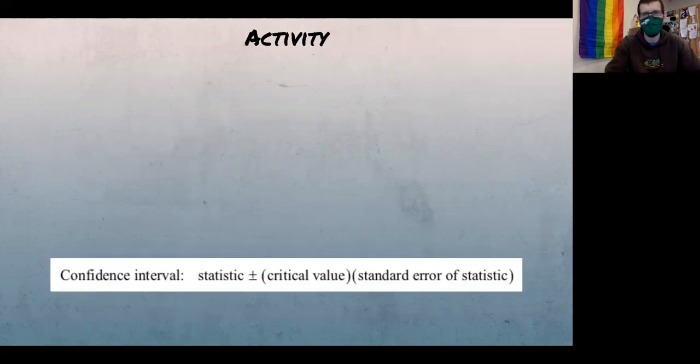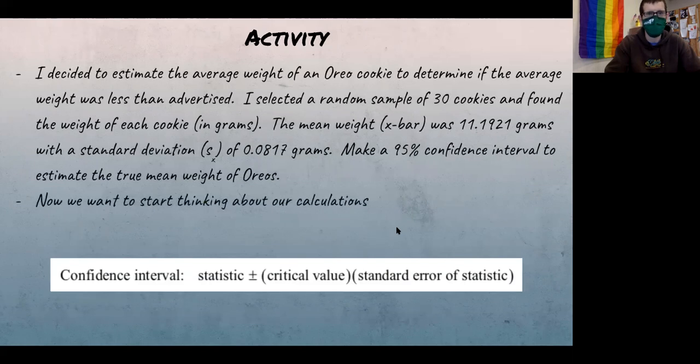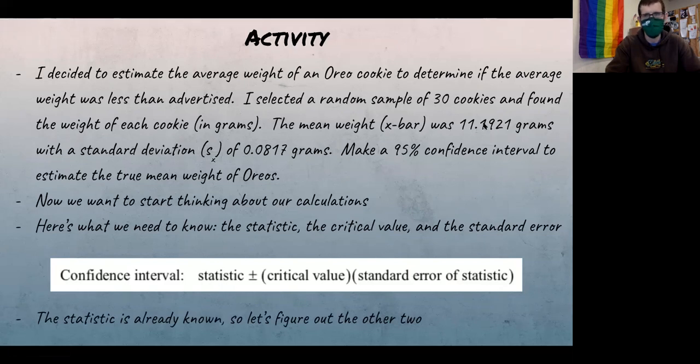All right, now we already decided that it was approximately normal based on the central limit theorem. So now we can move forward. Now we want to start thinking about our calculations. It's the same thing as before. We have a confidence interval that has statistic, critical value, and standard error. So nothing has changed. The statistic is already known. That's our sample mean, that 11.1921.